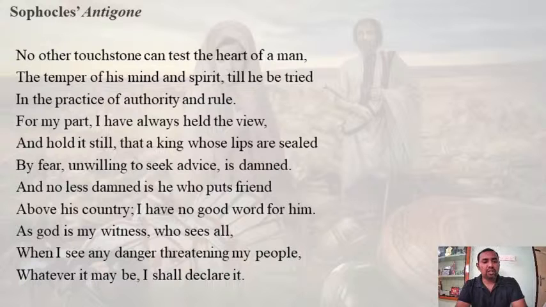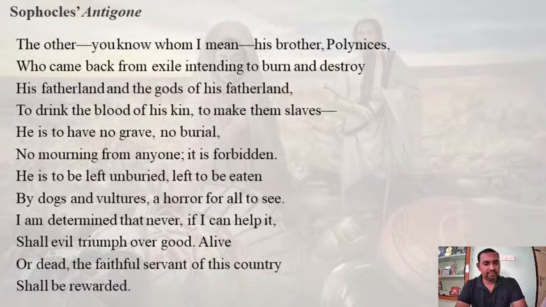I have no good word for him, as God above is my witness, who sees all. When I see any danger threatening my people, whatever it may be, I shall declare it. No man who is his country's enemy shall call himself my friend.